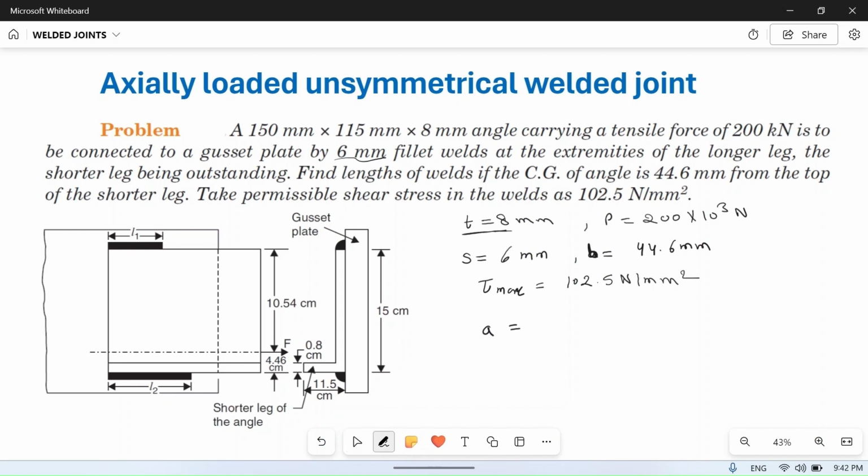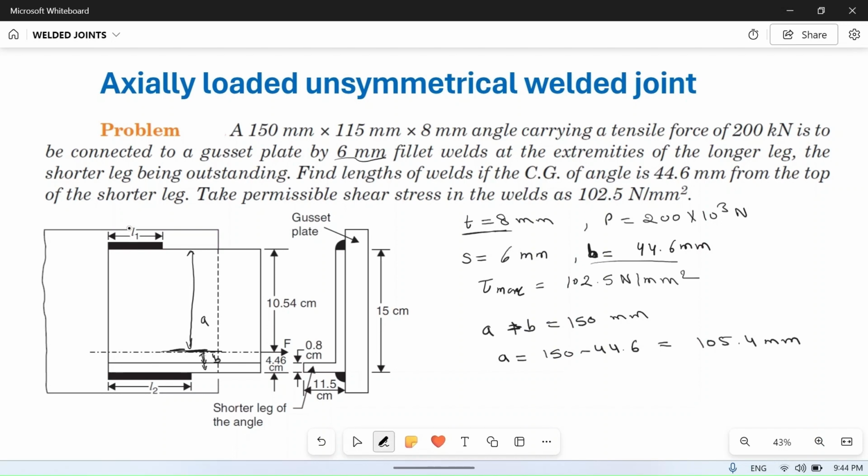Total length is 15 centimeter is equal to 150 mm. So A plus B. Suppose distance from the centroid, this distance is A and this distance is B. So A plus B is equal to 150 mm. Now B is 44.6, so A is equal to 150 minus 44.6, so it will become 105.4 mm. So this is the shorter leg of the angle and this is longer leg. From shorter leg distance is given as 44.6, so we have assumed as B, so A is equal to 105.4 mm. Okay, so now it is clear.